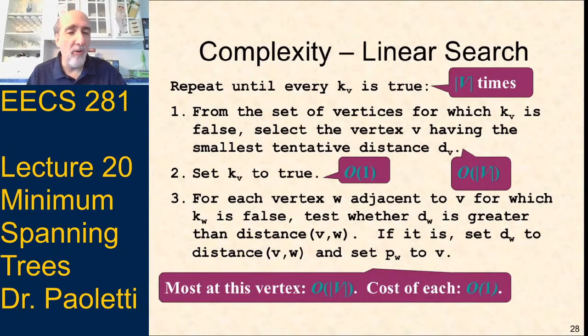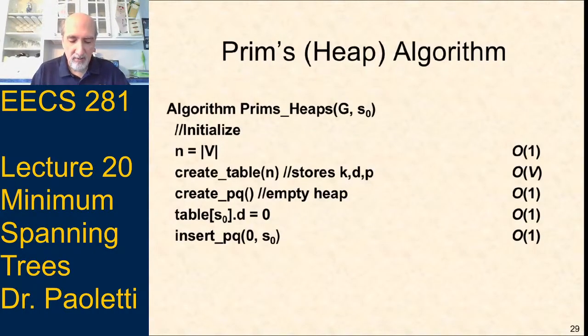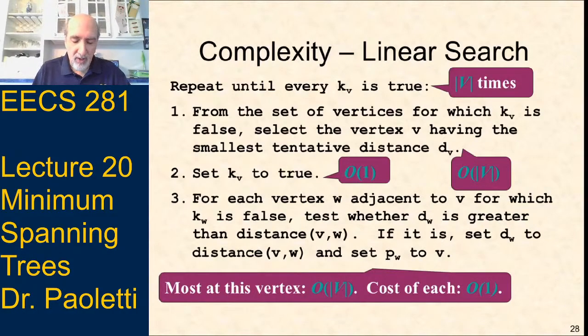Well, we have to check all V of them. And then at most there will be V minus 1 that have to change. So step 3 is O of V.